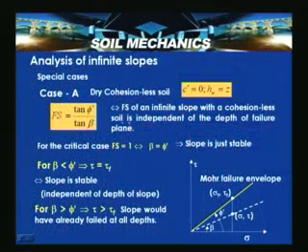So, what we can say is that the factor of safety of an infinite slope with a cohesionless soil is independent of the depth of the failure plane. And for the critical case, factor of safety is equal to 1, that is beta is equal to phi dash, the slope is just stable.